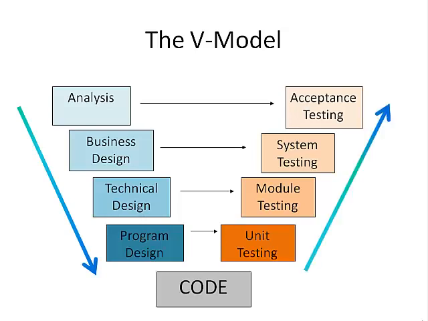So you can see here we've got a sort of a V shape as we consider, well, what are we doing in analysis? We're looking at our requirements and our objectives. We can start writing the acceptance plans. When we start designing it from the business point of view, high-level business design, we can start to see what our system test would look like, and so on with our technical test and program design.